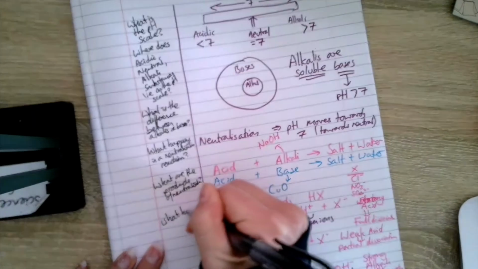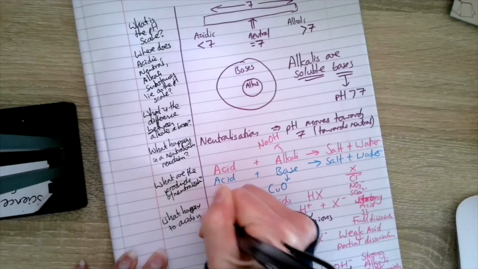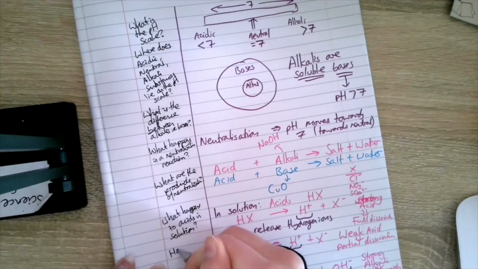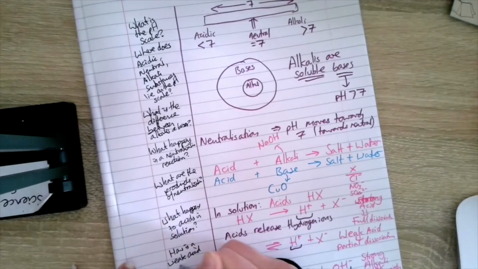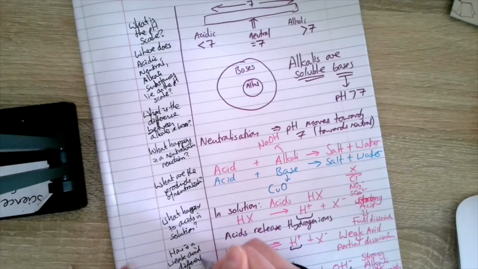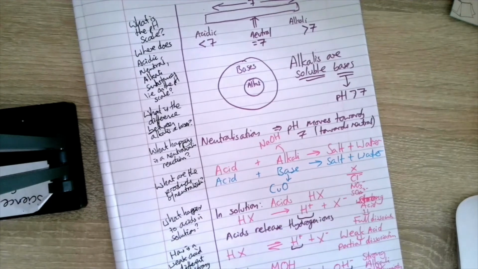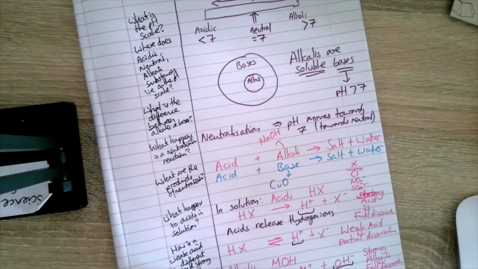What happens to acids in solution? How is a weak acid different from a strong acid? And then what happens to alkalis in solution?